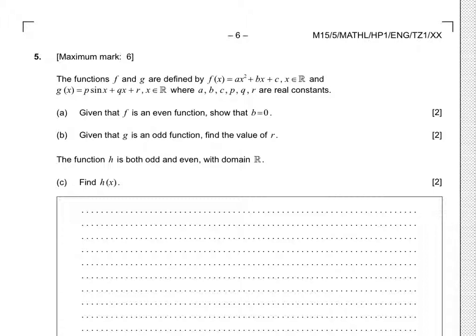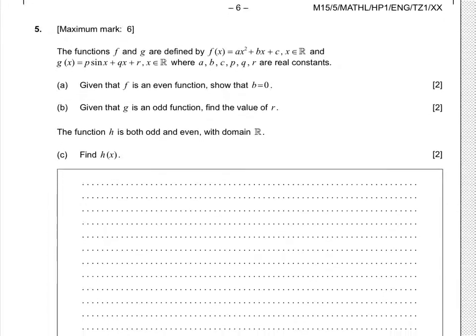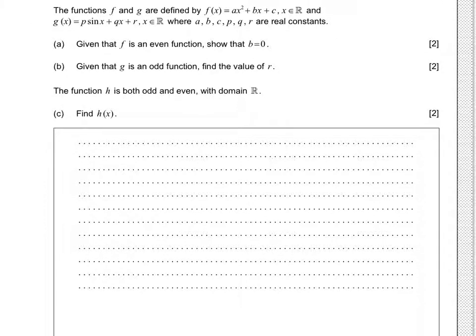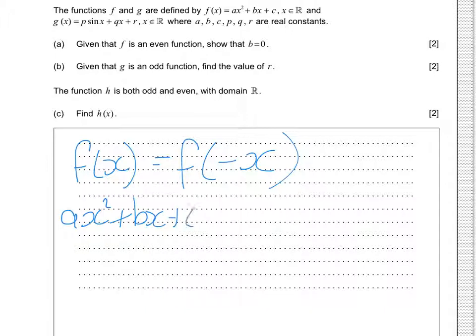Functions f and g are defined like that. This question is all about even and odd functions. So we'll start with f of x is an even function, which means that f of x is equal to f of minus x. f of x is ax squared plus bx plus c.